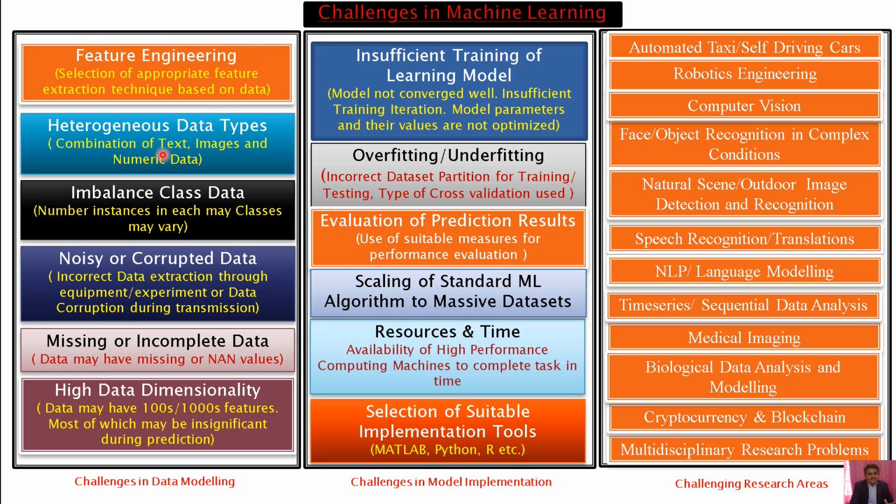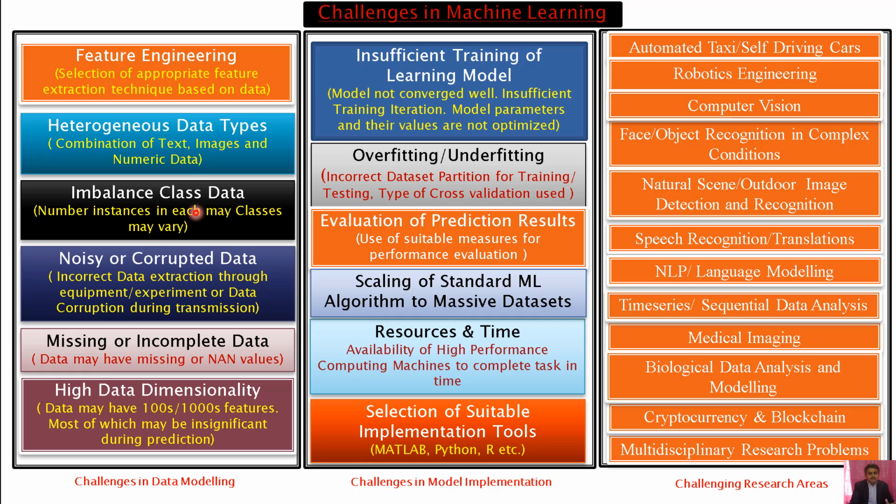The next challenge in machine learning is heterogeneous data types. While working with machine learning, we may deal with different types of data. The data may be a combination of text, images, or numeric data.